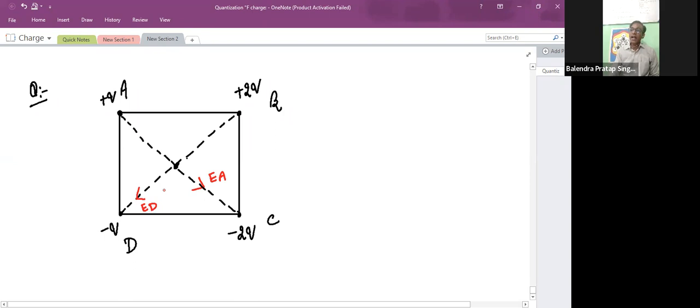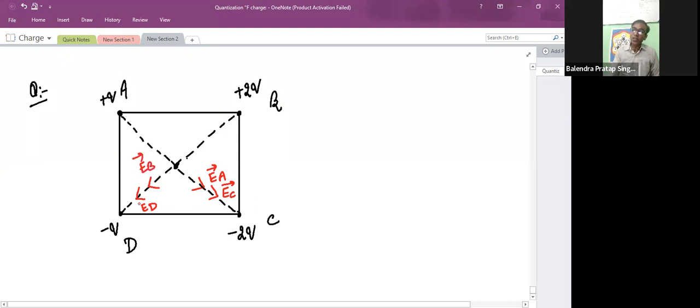And due to this minus 2q, or C, the electric field is towards minus 2q, because, as I told you in my previous lecture, due to a negative charge the direction is inward, towards the source, towards the charge. So the field is like EC here. And due to this 2q at B, what will be the direction? It's outward, so it will be the same as EB.